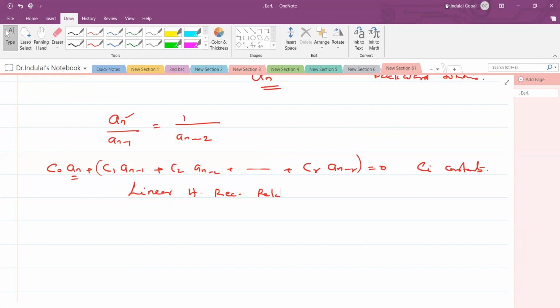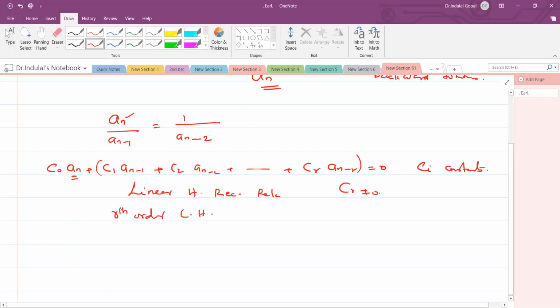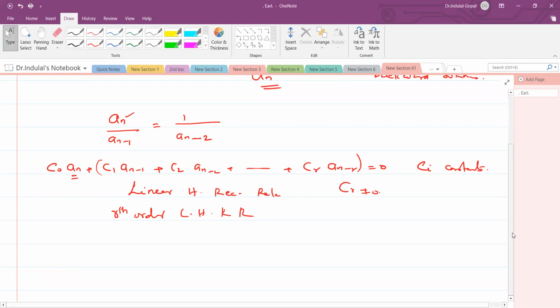Okay, these c naught, ..., cr are constants and cr not equal to 0. And this is known as an rth order linear homogeneous recurrence relation. So our first problem is how to solve an rth order linear homogeneous recurrence relation.